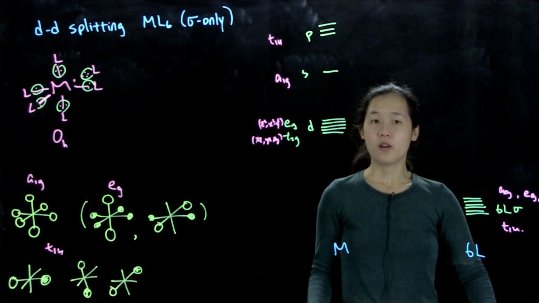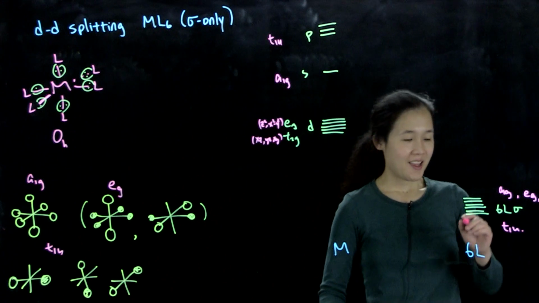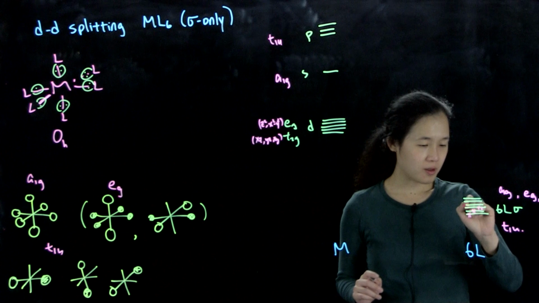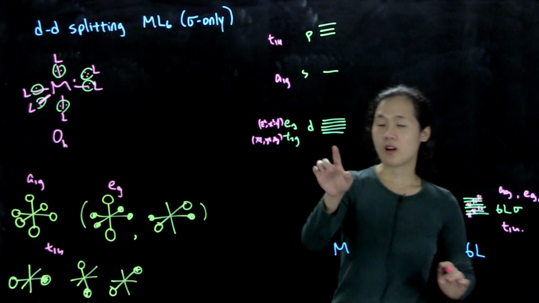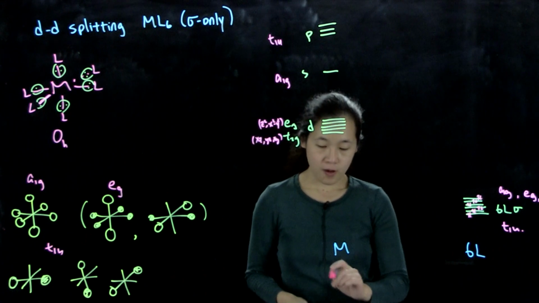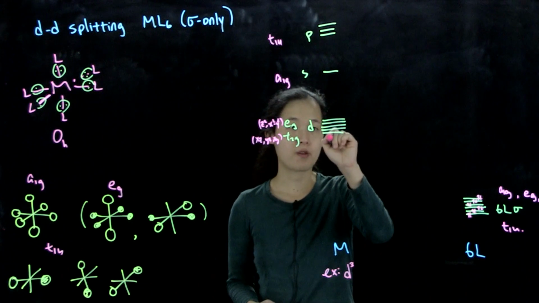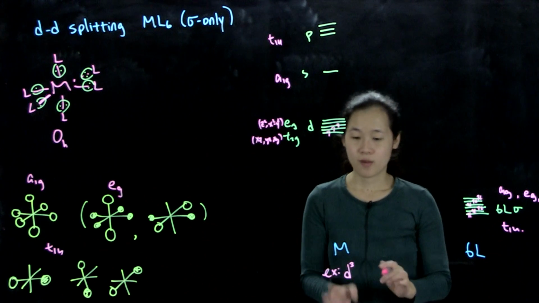Okay, so again, the key part here, or maybe there are many key parts, but I want to remind you that all the sigma orbitals for your 6 ligands are all filled. And then our d orbitals are filled with however many electrons there are. So for example, let's suppose that we are d3, so we'll have 3 electrons here. And this is of whatever metal oxidation state that you are, M n plus.